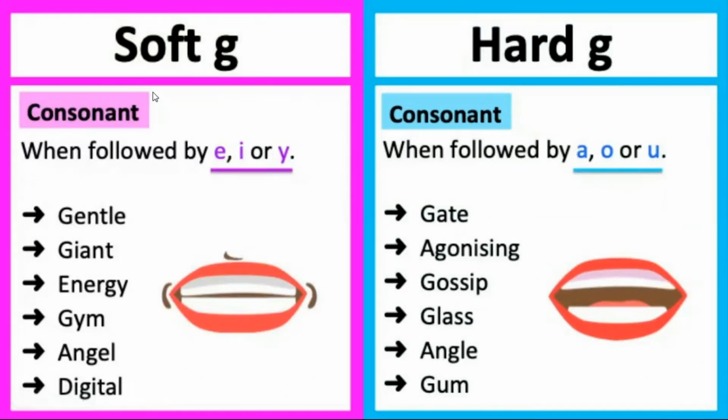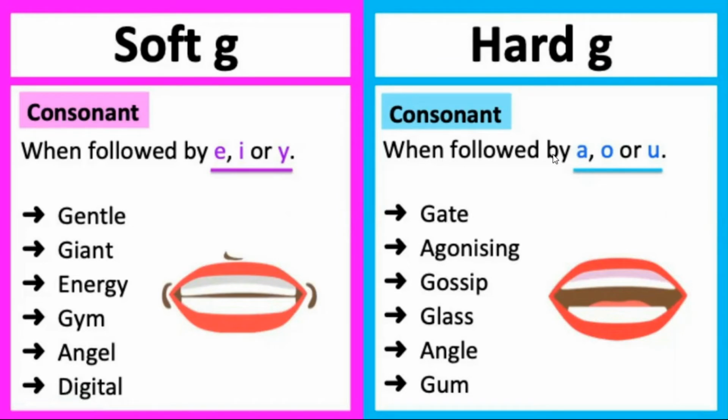Whenever the letter is sounded as it is, like gentle, giant, energy, here the G letter is not taking any new sound. It is said as it is. So this is called the soft G sound. When the consonant G is followed by E, I or Y letters, then it will take the soft G sound.